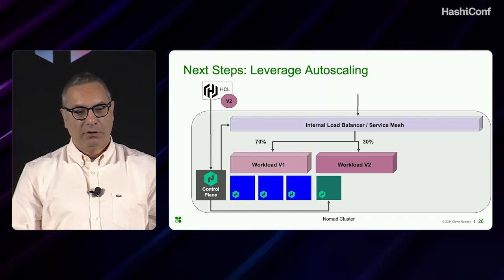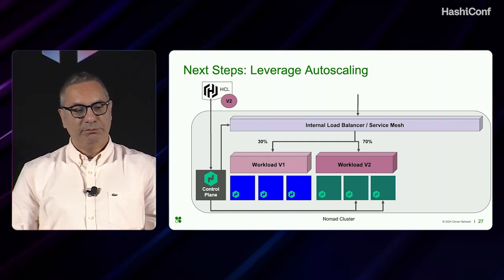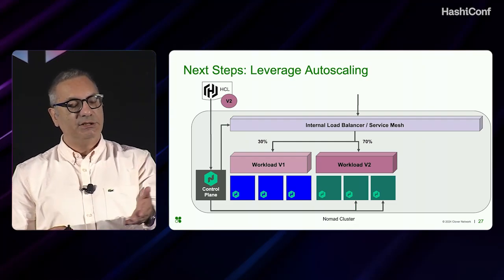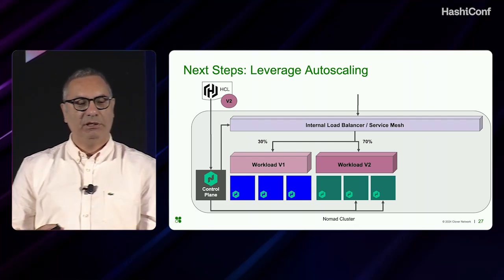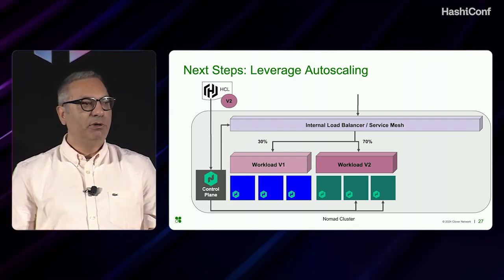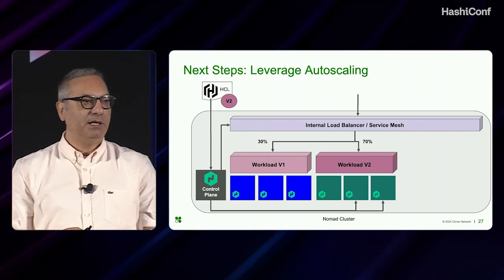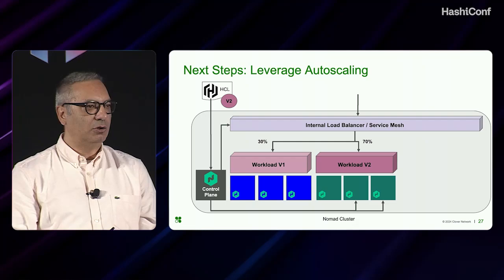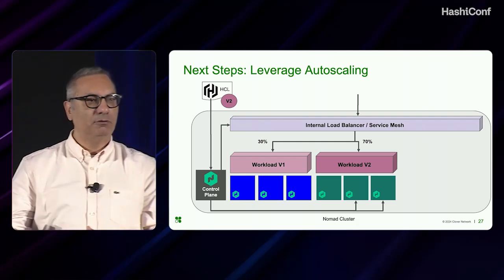And so in this model, when the release increases and the traffic routed to it increases, Nomad will take care of bringing up the amount of resources that are necessary to sustain the workload that is shifting from V1 to V2.